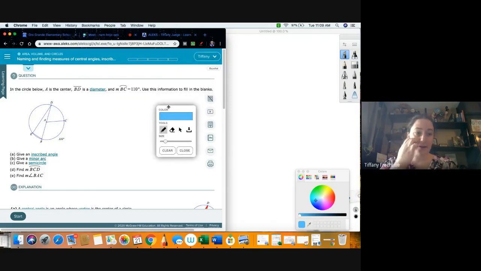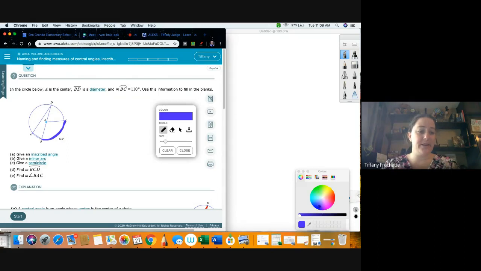So in the circle below, A is the center, which we've already talked about. Here's our center. So that's our center mark, and here I'll change colors now. And it says BD is a diameter, which just means it goes from side to side through the center. And then it says arc BC. So this arc that they have marked right here, they've already got it marked with 110 degrees here. And they want us to use this to fill in the blanks.